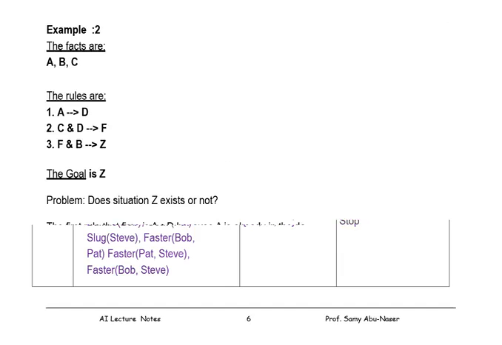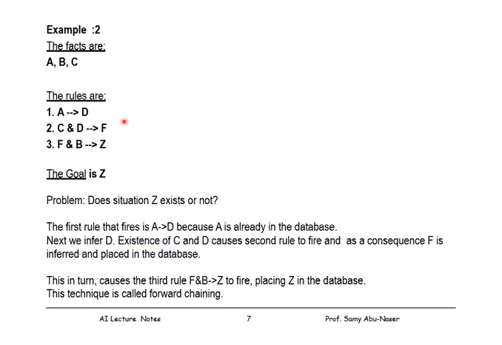Another example for forward chaining. We are given facts A, B, C, and we have the rules: if A then D, if C and D then F, if F and B then Z. And we're given the goal, what we are looking for. The goal is Z. The problem: does situation Z exist or not? We don't know.